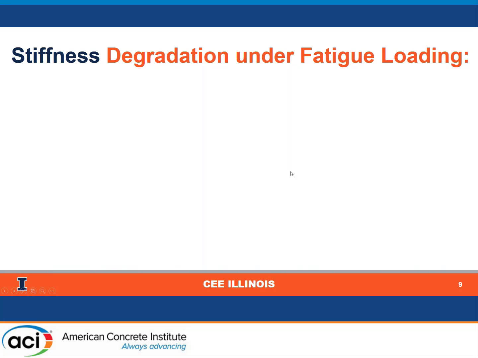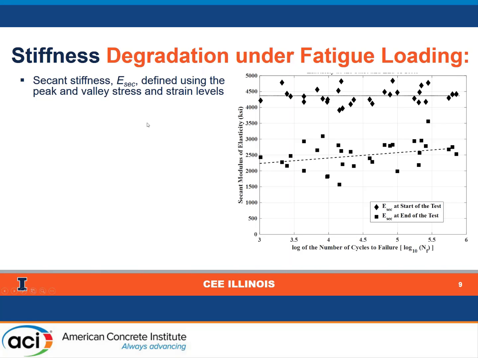And since we saw such damage, we anticipated, or we hypothesized, that there should be some kind of degradation of strength and stiffness characteristics. So the first thing that we investigated was degradation of stiffness under fatigue loading. And when I say stiffness, we had the peak and valley stress levels, corresponding to which we had the peak and valley strain levels. So just using that, we obtained a secant stiffness value in each cycle. And then we compared the magnitude of secant stiffness at the start of the test versus the end of the test. This is for all that.